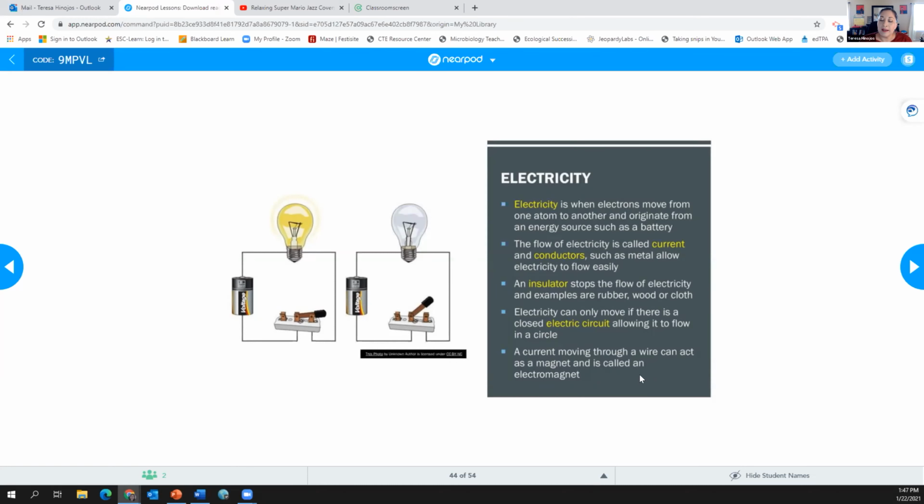Now, sometimes you can make a magnet using electricity. So you could take electricity, a wire, and wrap it around something. And if you have multiple circles wrapped around it, that electric current will actually cause a magnet to form. And that's called an electromagnet. Okay.